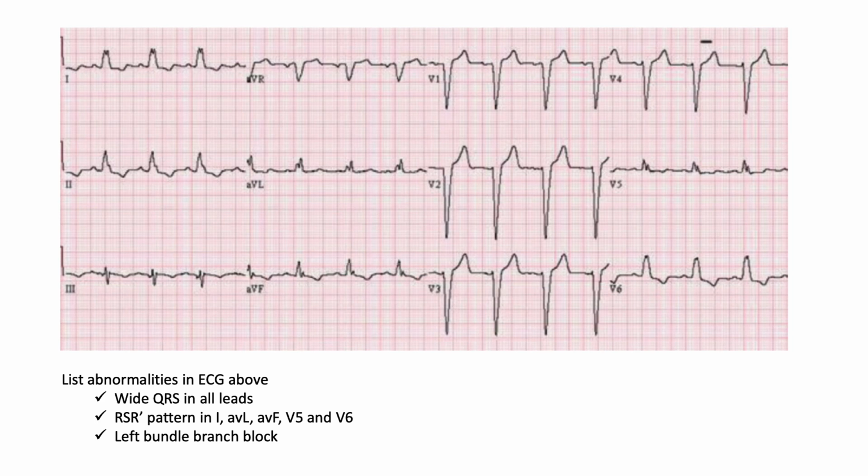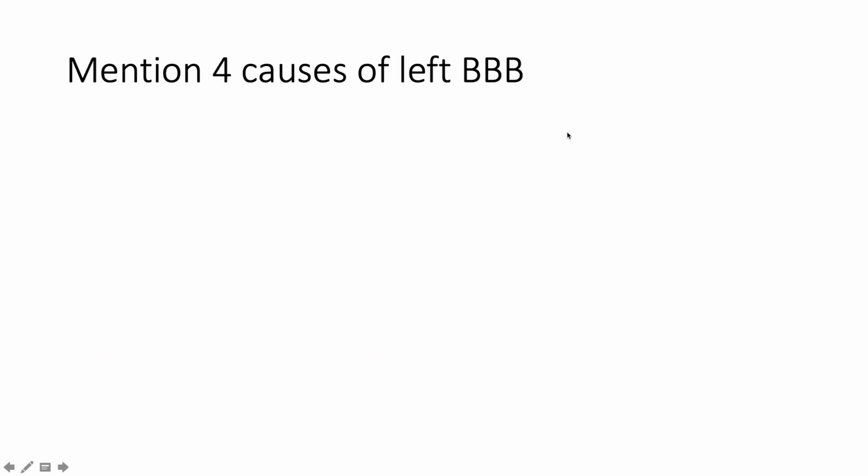So here we have a wide QRS in all the leads, but we have an RSR pattern in 1, AVL, V5, and V6. So we look at this QRS, it's wide. It's more than 3 small blocks. And we have the so-called WiLLiaM configuration, where this almost looks like a W in V1, and the QRS looks like an M in V6. WiLLiaM speaks to left bundle branch block.